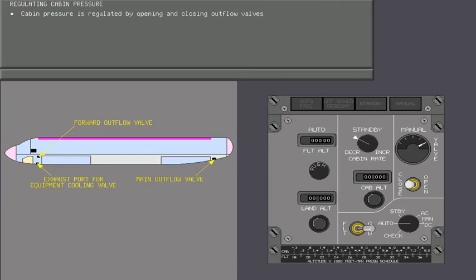To summarize, cabin pressure is regulated by opening and closing outflow valves. When the valves are closed, cabin pressure increases. When the valves are opened, cabin pressure decreases.